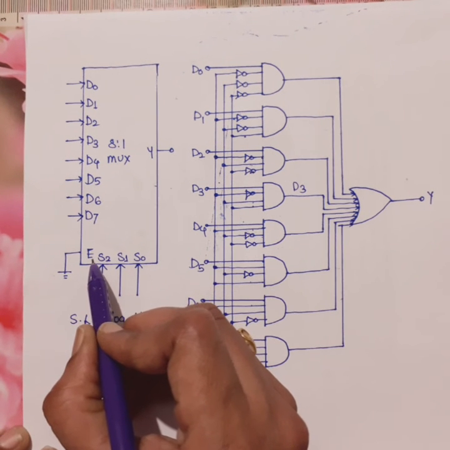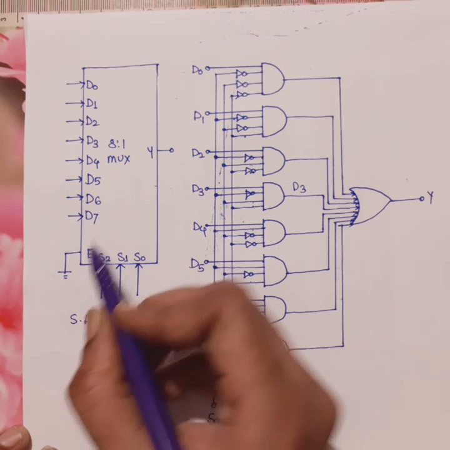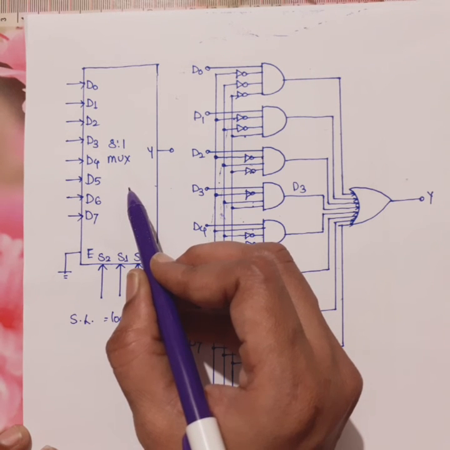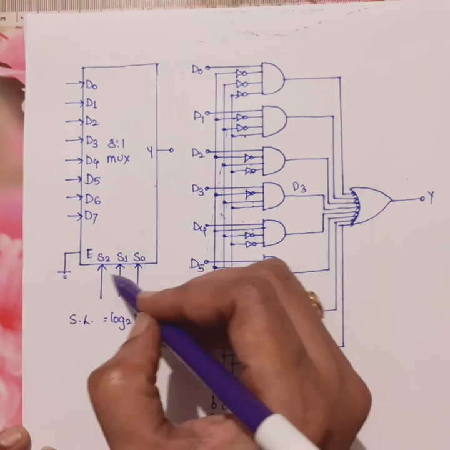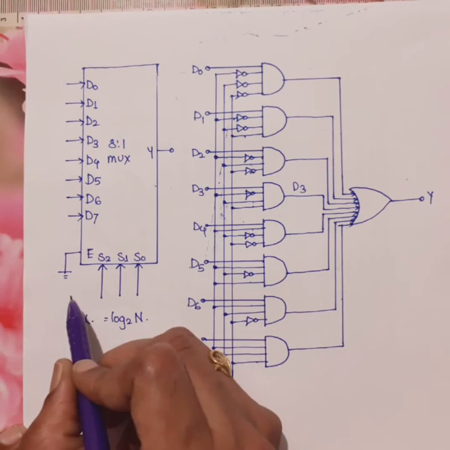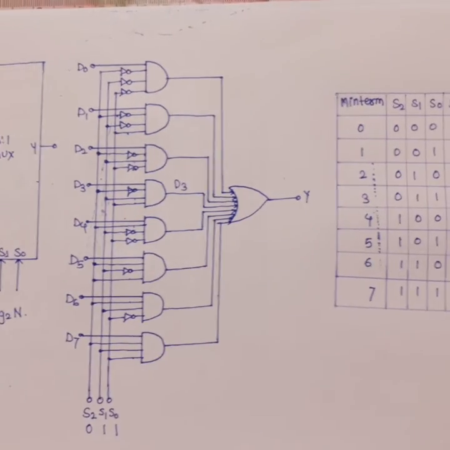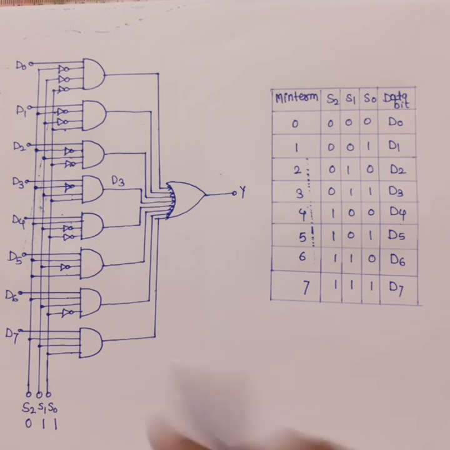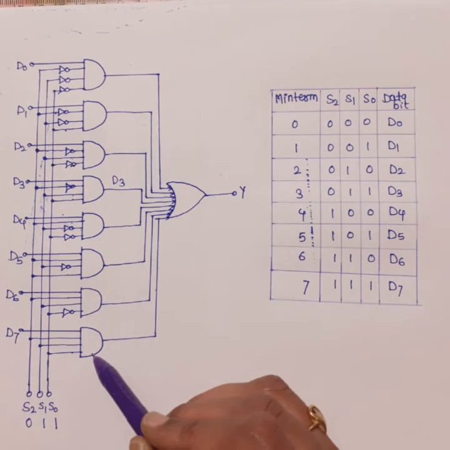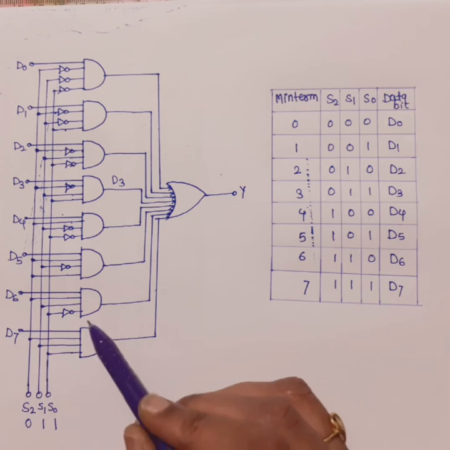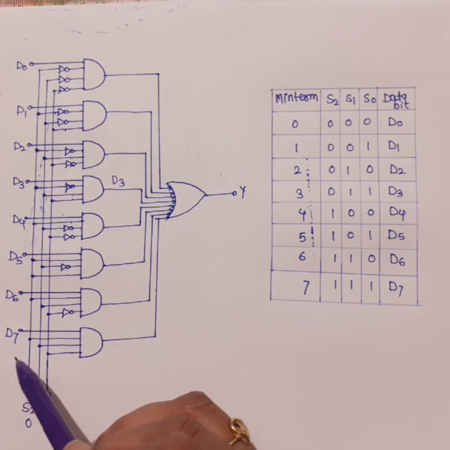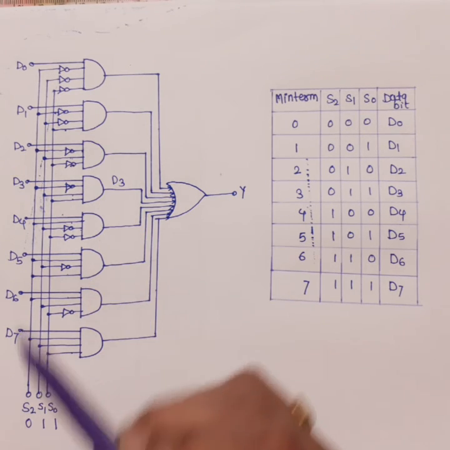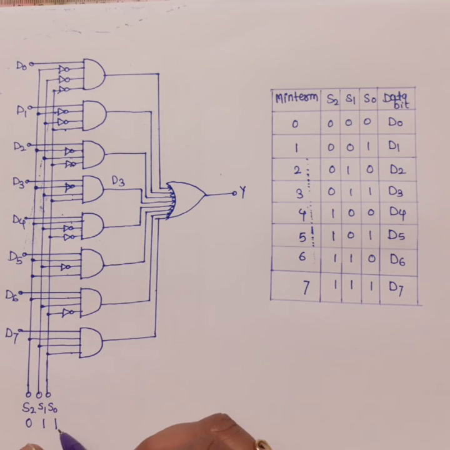E is the enabling terminal of the 8 to 1 multiplexer. As the 8 to 1 multiplexer is active low, in order to activate this multiplexer, this E must be grounded. Then coming to the circuit diagram of the 8 to 1 multiplexer, which consists of a total of 8 AND gates which are going to deal with the 8 data bits D0 to D7. In addition to the data bit connection, every AND gate receives input from the 3 selection lines.